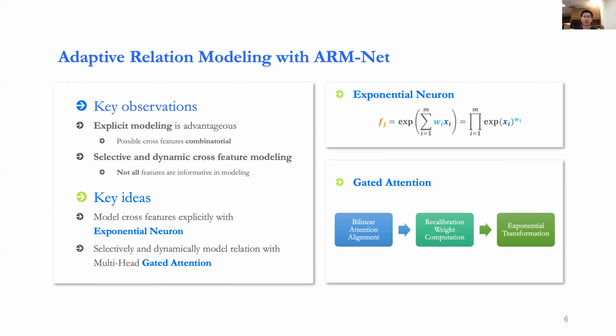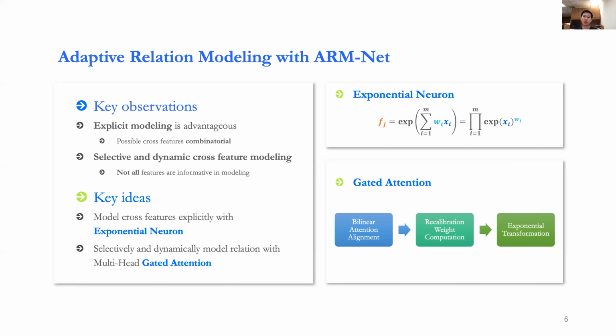To make the modeling process more efficient and effective, the central problem is then how can we identify the right set of constituent features and also determine the right interaction weights dynamically. This brings us the second key observation, that is, selective and dynamic cross-feature modeling is beneficial. This is because in real-world data modeling, not all input features are useful, and modeling with irrelevant features could simply introduce noise to the features that we want to capture.